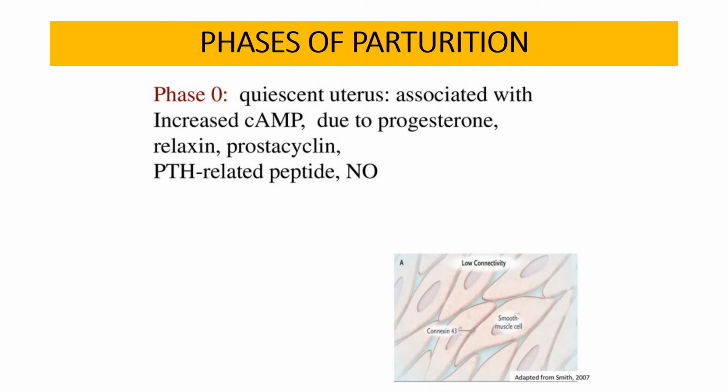Now coming to the phases of parturition. Phase 0, where the uterus is quiescent, associated with increased cyclic AMP. How is progesterone acting? It is increasing the cyclic AMP level along with relaxin, prostacyclin, PTH related peptide and nitric oxide. So an increase in cyclic AMP will decrease the excitability of the smooth muscle and the uterus will become quiescent.